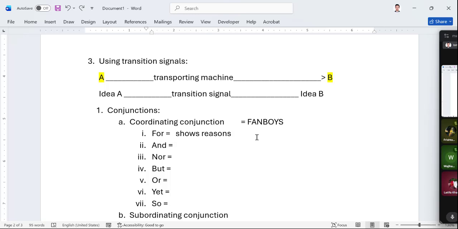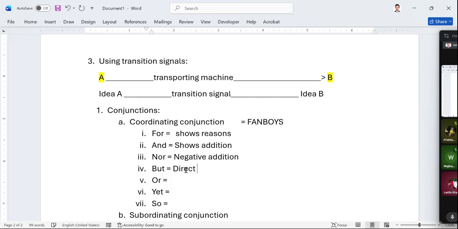The next is "and". It is used to show addition. It means a similar idea. And if we have "nor", it shows negative addition. Two negative ideas are connected using the word "nor". So that's what we have.